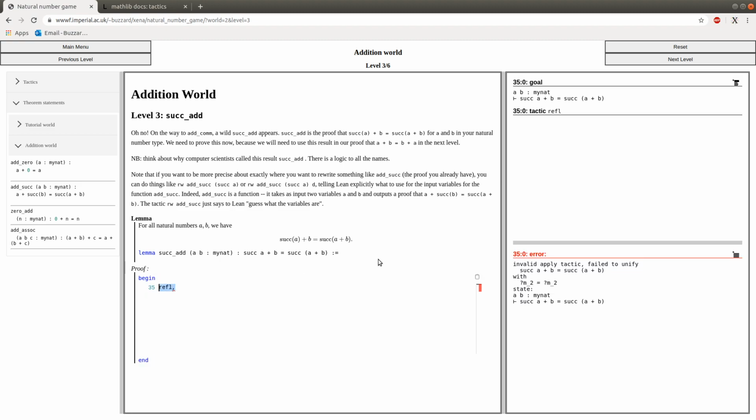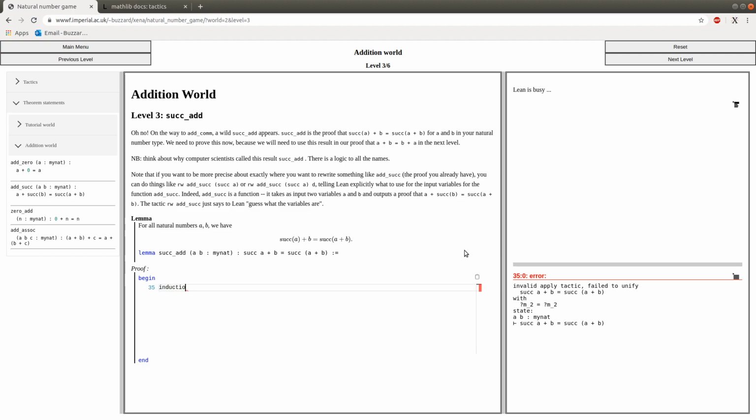So what am I going to do? Do I need to do induction? Probably. Yes, I'm going to need to do induction. Induction B, I guess. Induction B with hd.